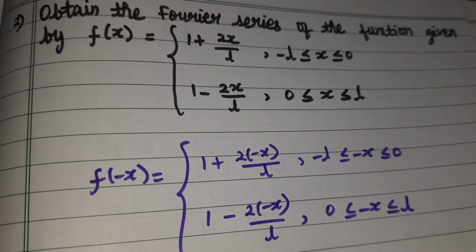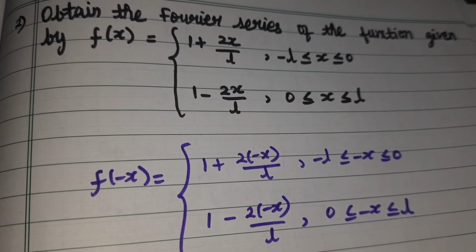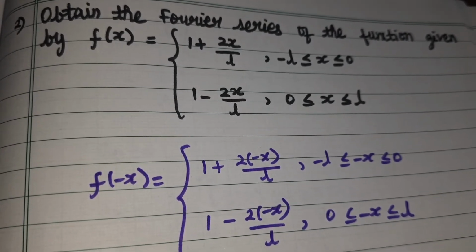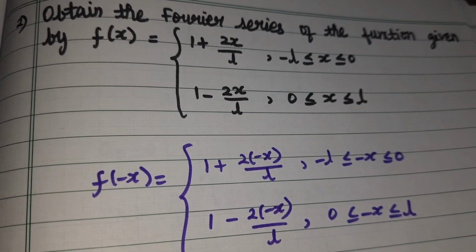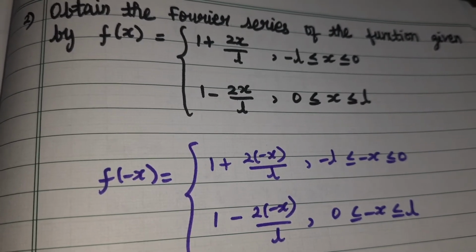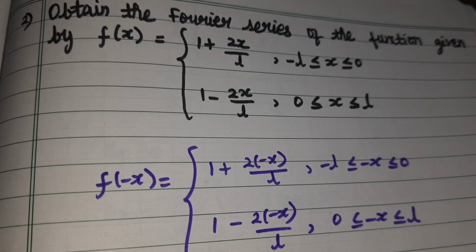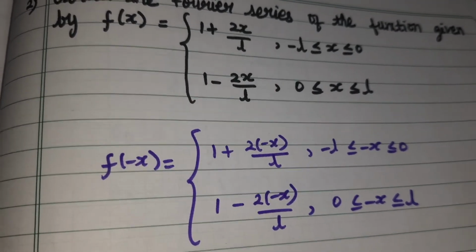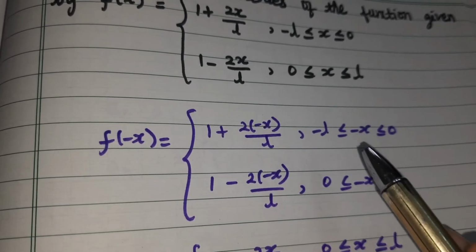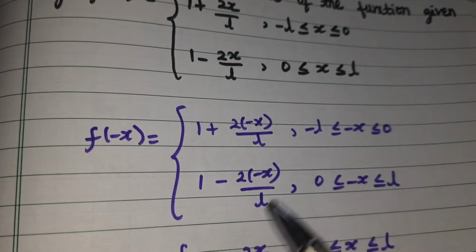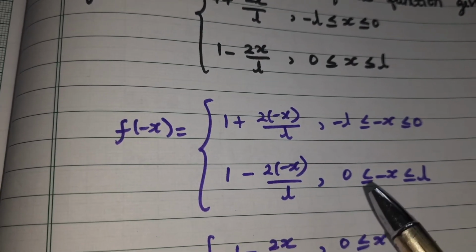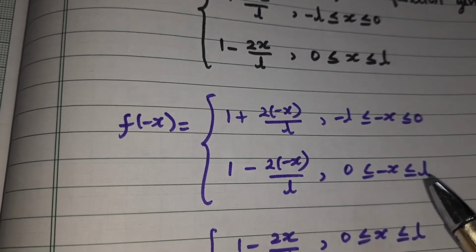Next question is obtain the Fourier series of the function given by f(x) equal to 1 plus 2x by L in the interval minus L less than or equal to x less than or equal to 0, and 1 minus 2x by L in the interval 0 less than or equal to x less than or equal to L. So here substitute x is equal to minus x. Therefore it becomes 1 minus 2x by L in minus L less than or equal to minus x less than or equal to 0, and 1 minus of 2 into minus x is 1 plus 2x by L in the interval 0 less than or equal to minus x less than or equal to L.